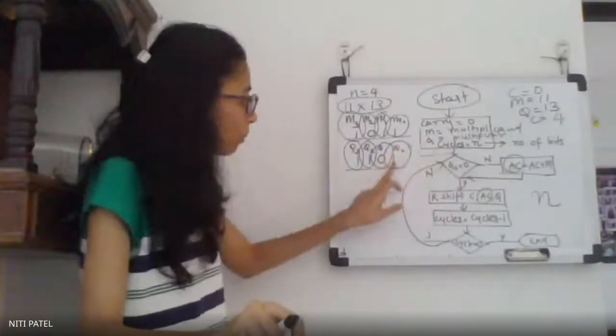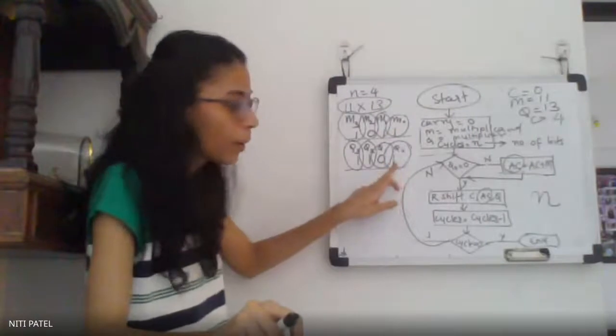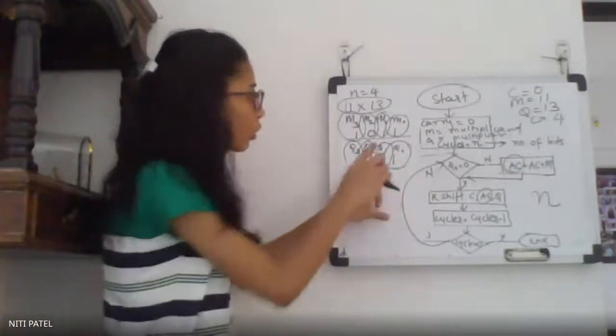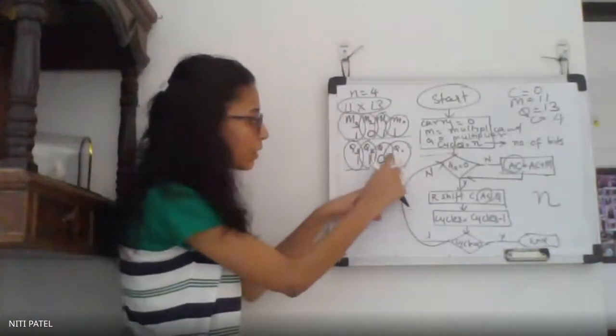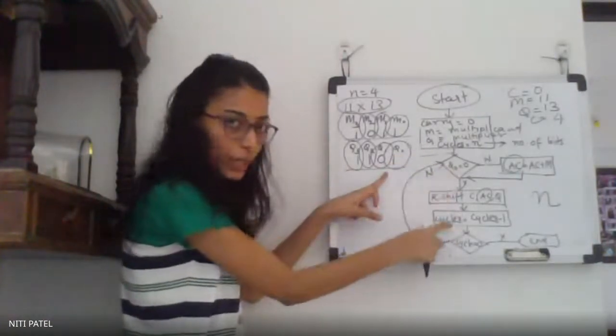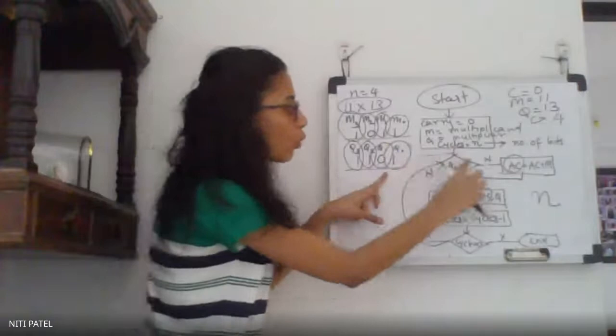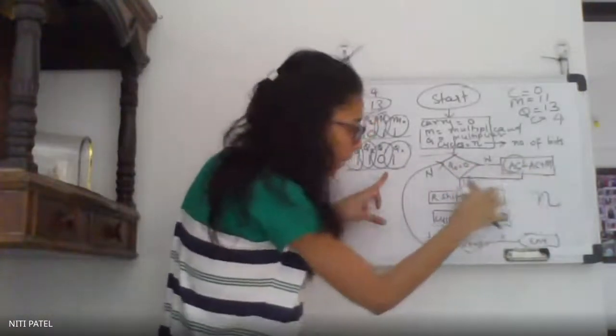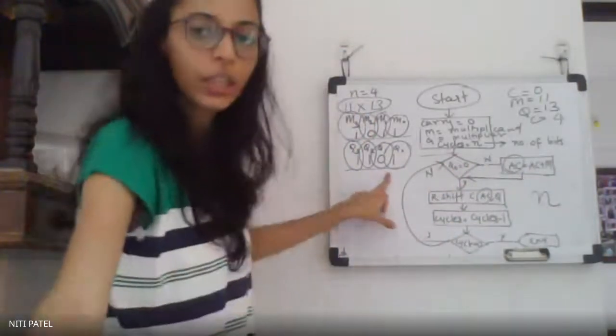So what is this Q0? It is nothing but the first bit of your multiplier. If this first bit is 0, what you have to do is follow this. But if it is not 0, you have to go this way and then follow this. Is this understood?